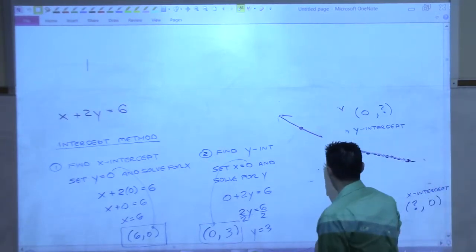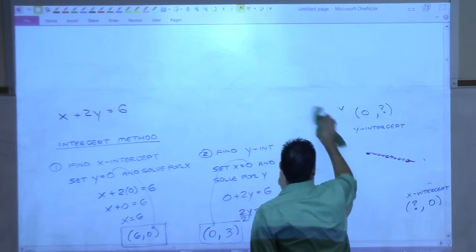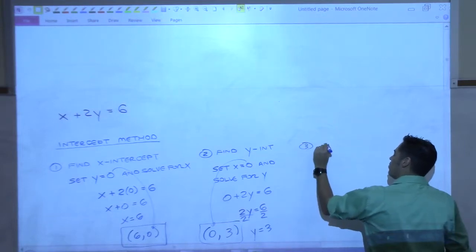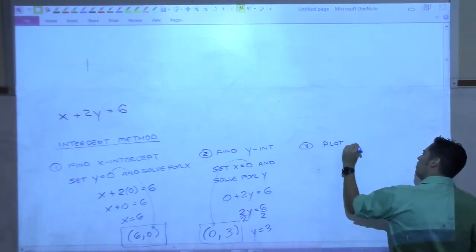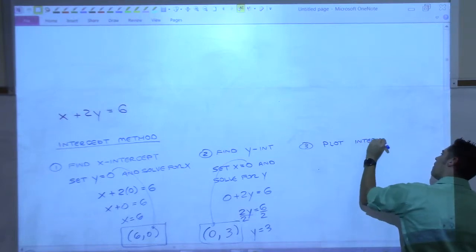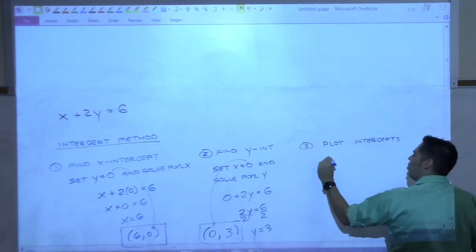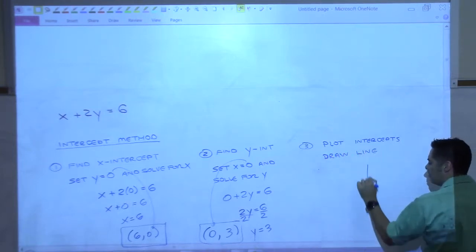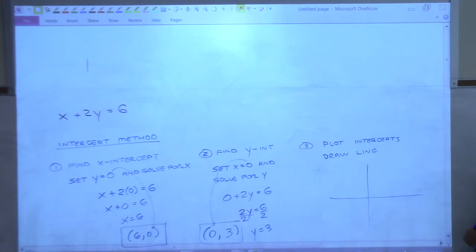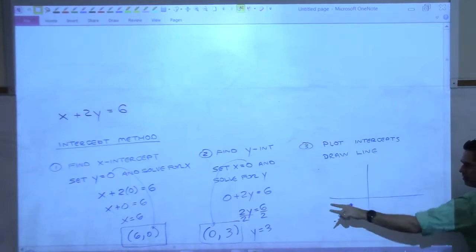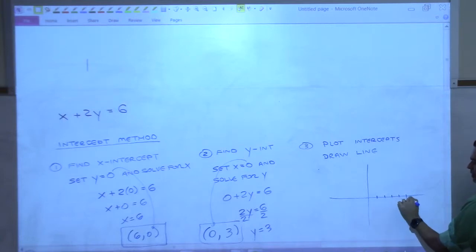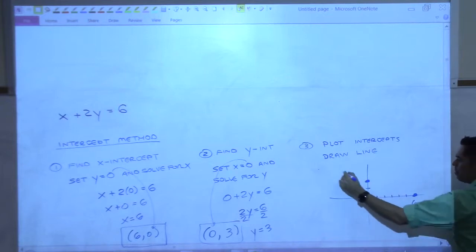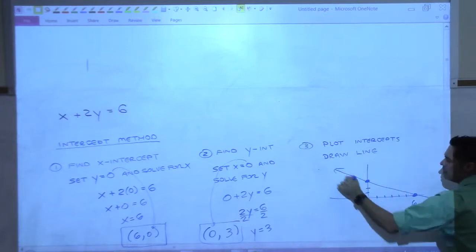So my third step would be to sketch it, even though we've already done it. Third step, plot the intercepts, and then draw a straight line. This doesn't have to be the most perfect graph in the world. My x-intercept is (6, 0): 1, 2, 3, 4, 5, 6. Here we go, I draw a dot. And then 1, 2, 3, there's (0, 3). Draw a straight line, and I'm done.